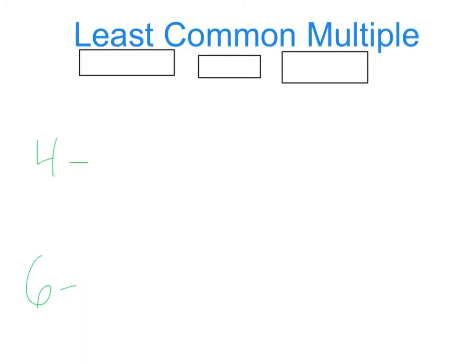We are going to start talking about new stuff for fractions, which will help you add fractions that don't have the same denominator. So this concept is called least common multiple. You need to write down where it says least common multiple, but let's talk about what that means.